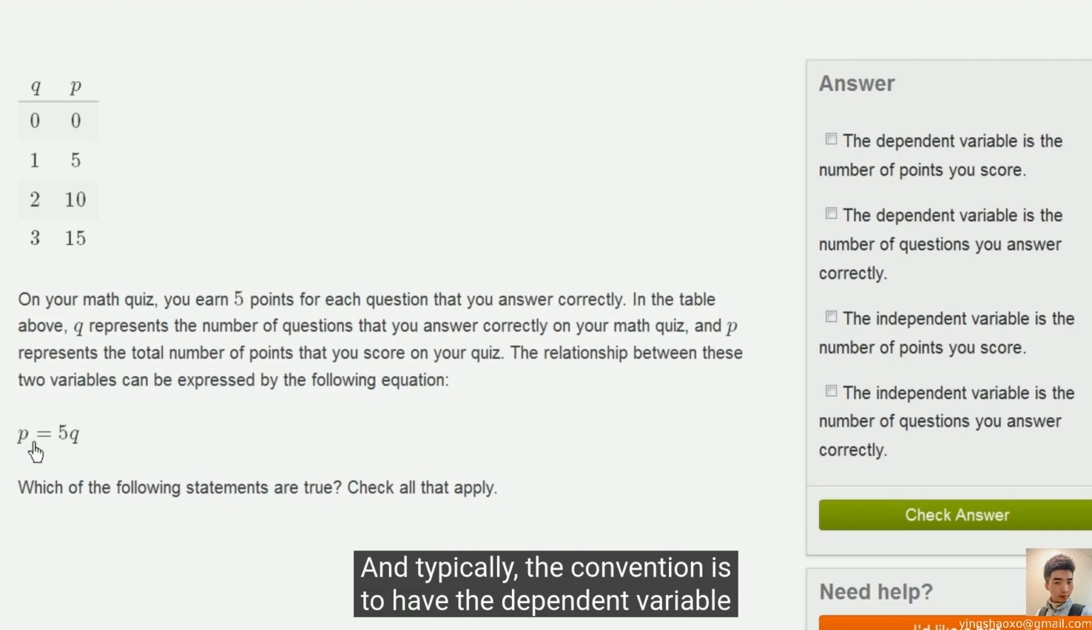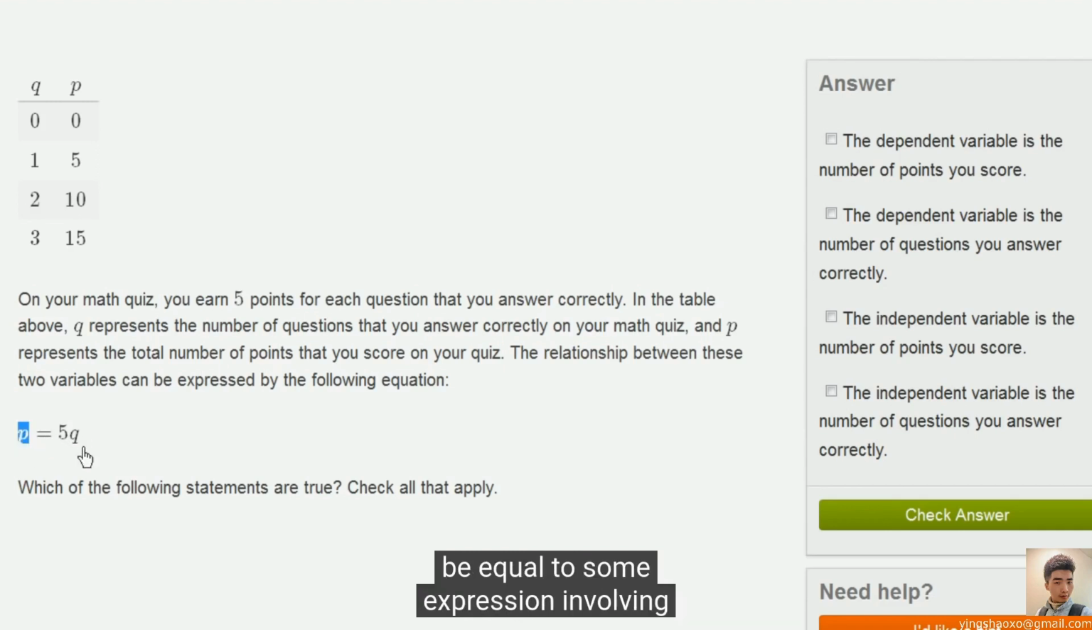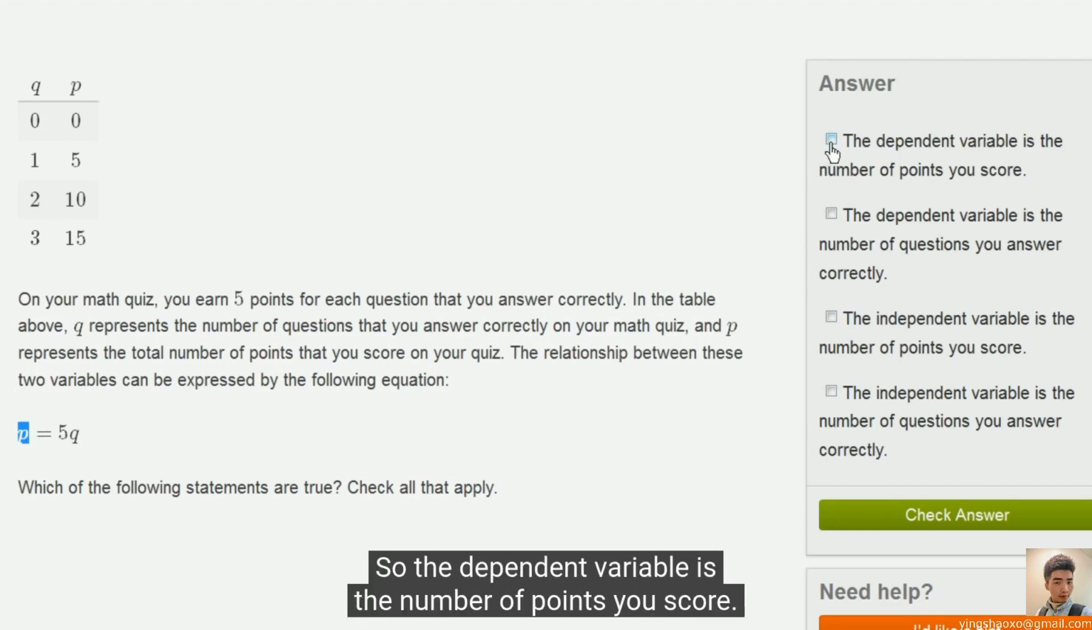And typically the convention is to have the dependent variable be equal to some expression involving the independent variable. You can see that right here. P is dependent on what happens to Q. Depending on the number of questions, you multiply by 5 and you get P. So the dependent variable is the number of points.